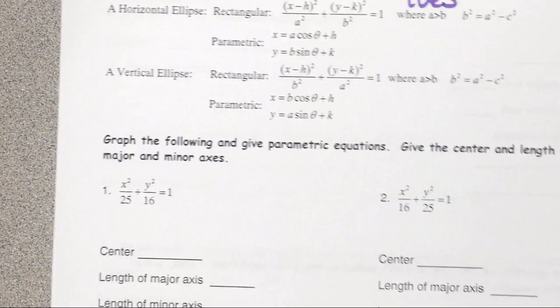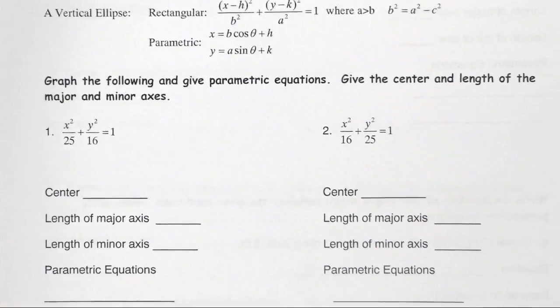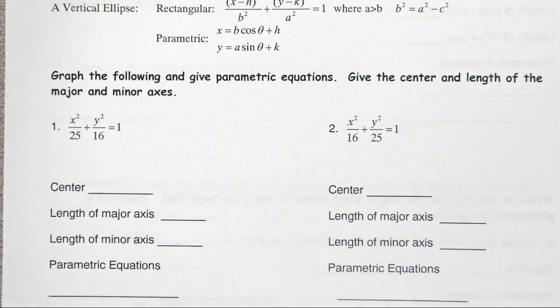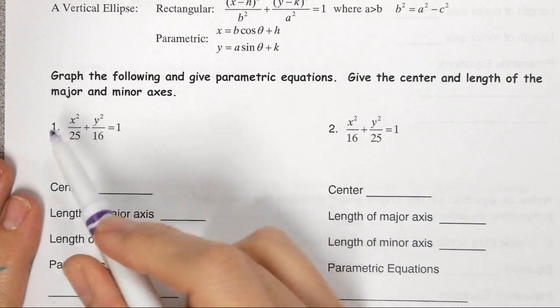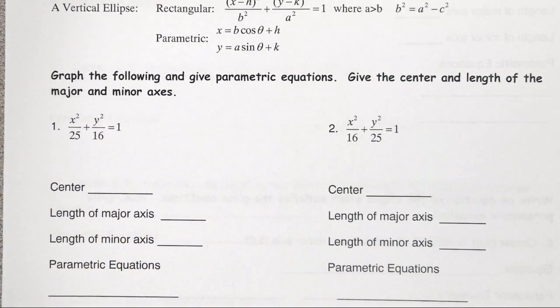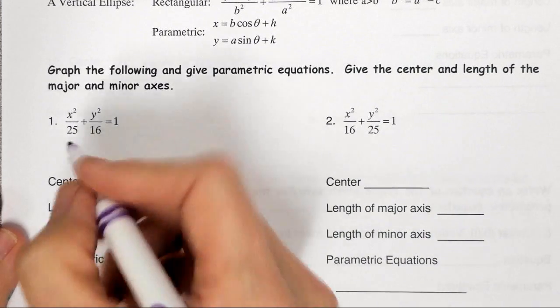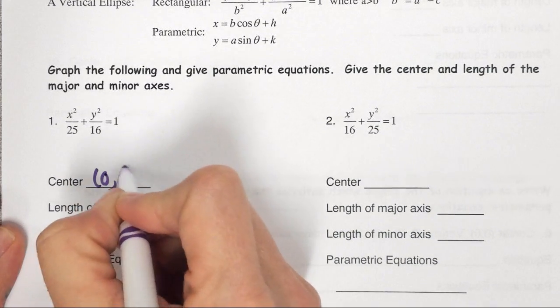Right, so we're going to start with number 1. On number 1, they asked me to do a couple things. They asked me to graph it, to give the parametric equations, to list the center and the length of the major and minor axis. We're going to graph in the calculator, which means you get to just sketch a picture. First things first, no parentheses. So what can you tell me the center is going to be? 0, 0, easy peasy. That part's done.